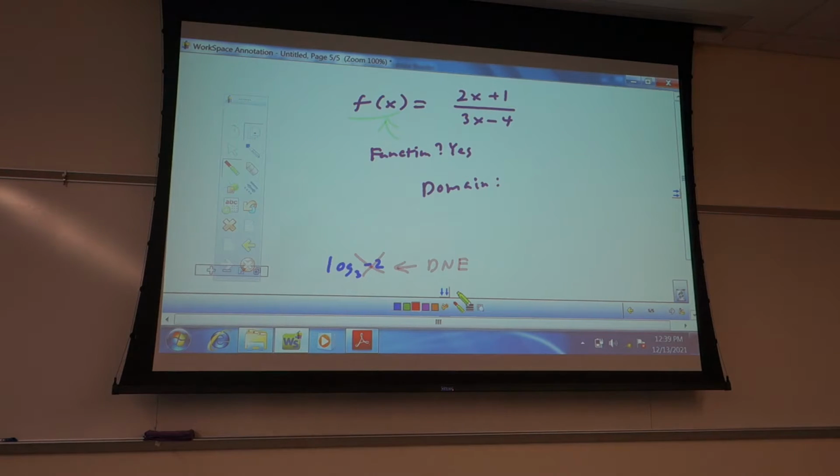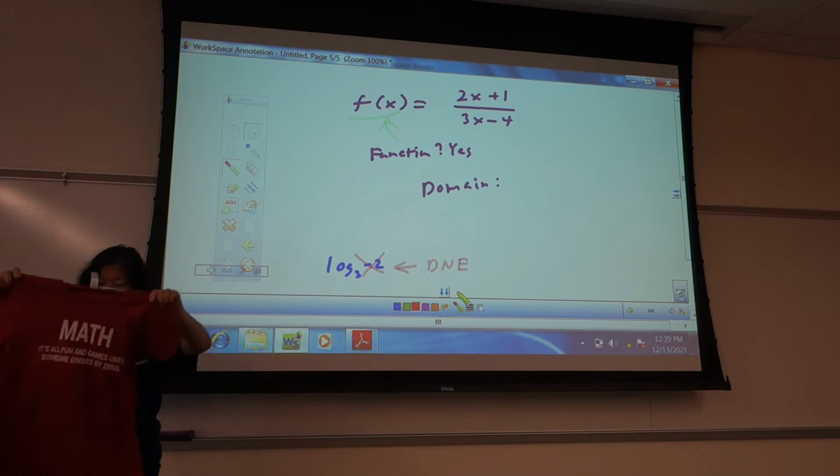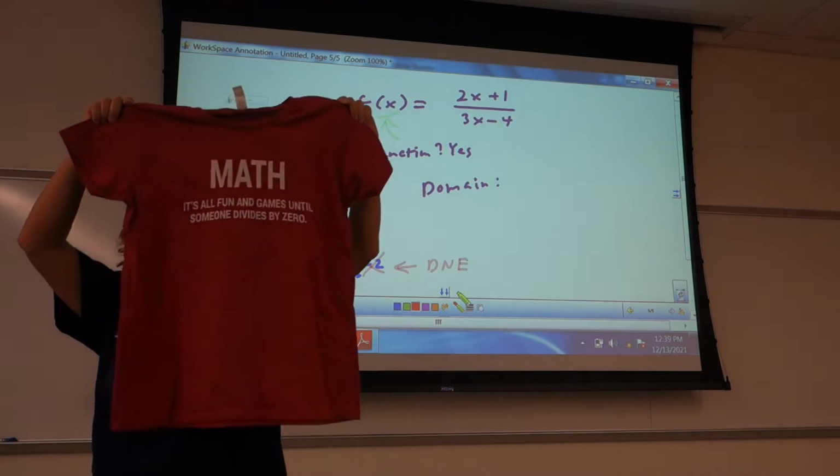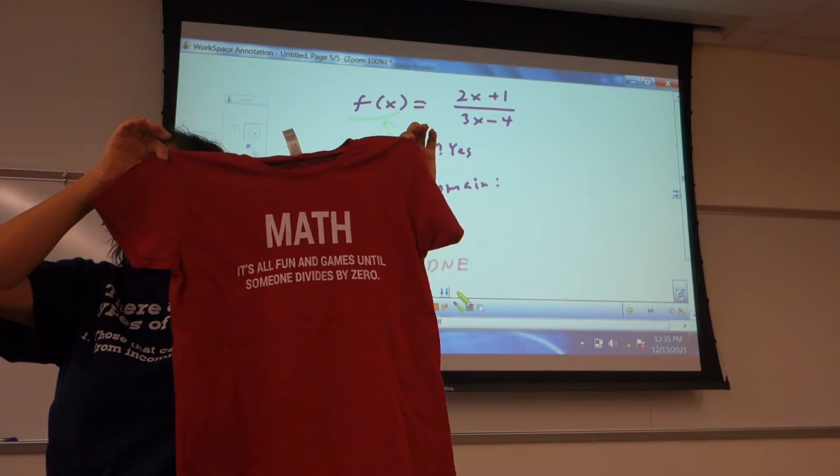If you divide by 0, bad things happen. You cannot divide by 0. Get my little shirt here. Right? All fun and games until someone divides by 0. You cannot divide by 0.